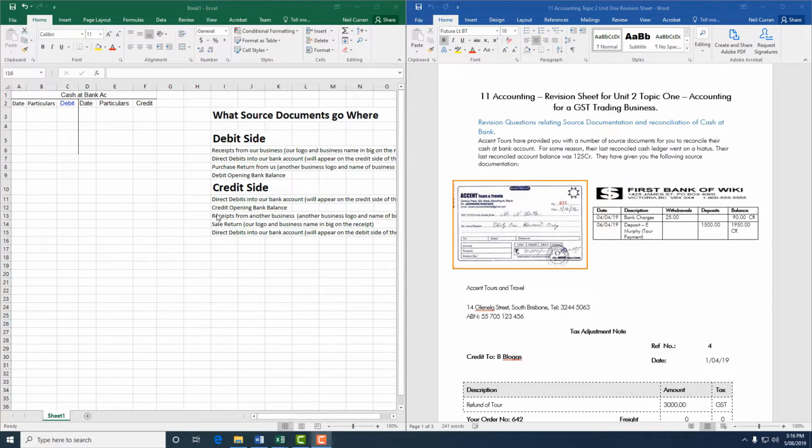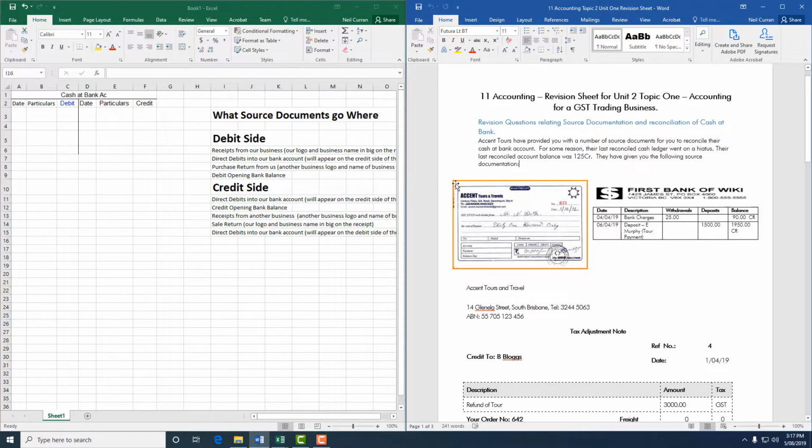This one will be on relating source documents and reconciliation of a cash at bank account. Now the question that I'll be doing is on the actual revision sheet relating to Tours and Travels. So you can see with one of these questions you'll get a number of pieces of information. One being a number of source documents, that being source documents from bank accounts, which are highlighted here.